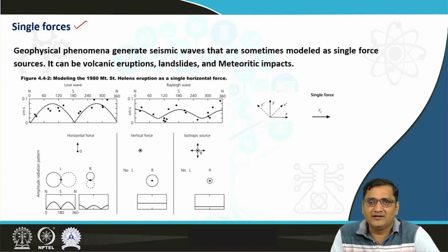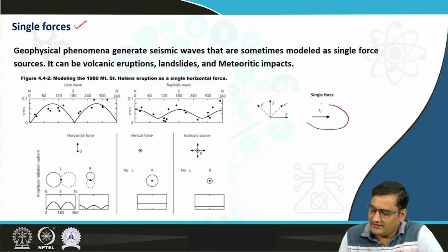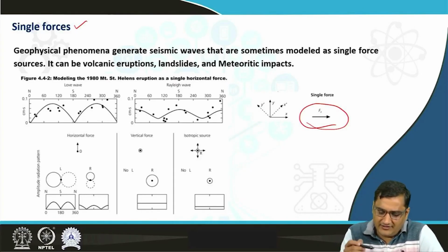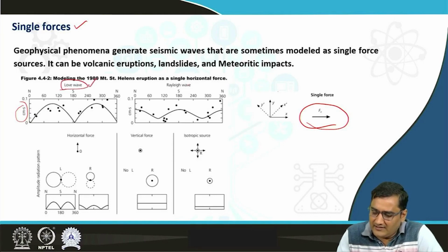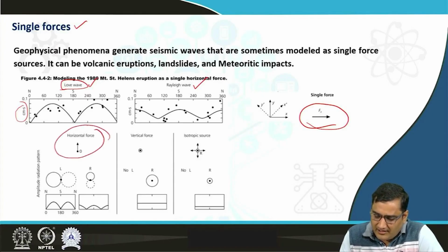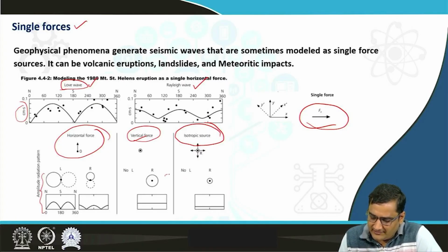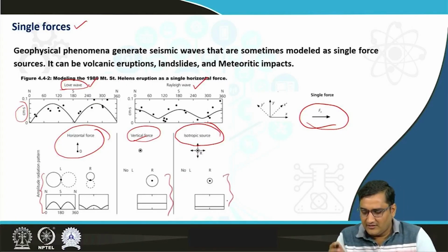Helens eruption as a single horizontal force. So this is the single horizontal force Fx acting in the x direction, and here you can see the amplitude in centimeter seconds, and here you can see the Love wave. This is for the Love wave and this is for the Rayleigh wave, and here is the horizontal force and this is the vertical force into the screen, and this is for the isotropic source. And for the horizontal force, this is the picture for the amplitude radiation pattern. Likewise, this is for the same, and this is also for the isotropic source.